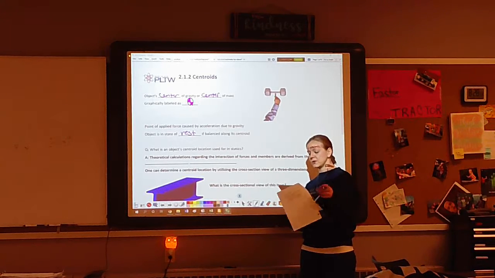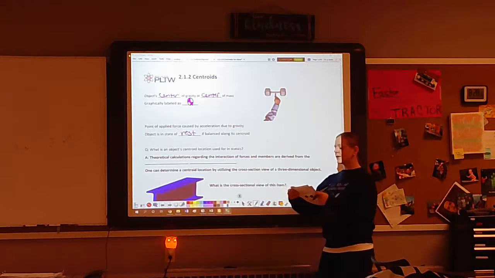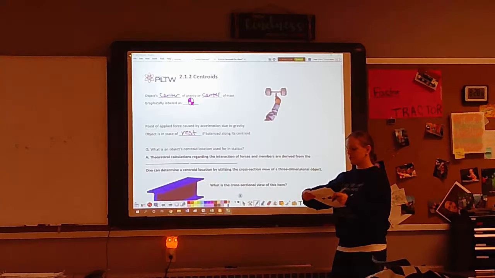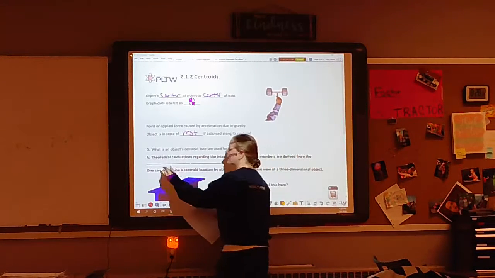Now I'm going to pretend like I know what I was doing. Theoretical calculations regarding the interaction of forces and members are derived from the centroid location.